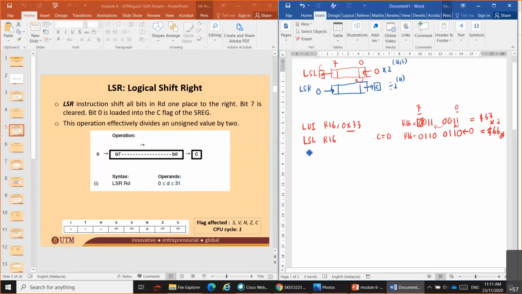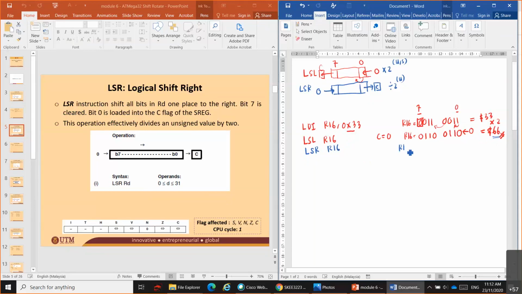Okay, next. Let's do an example here, LSR R16. This instruction is executed sequentially, so right now our R16 has a new value, which is 66. What we're going to do is execute the next instruction, which is LSR R16.